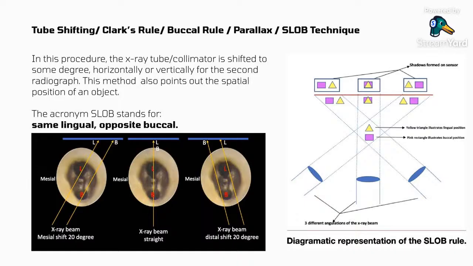Similarly, with the mesial shift, when the collimator is shifted mesially, you will observe that the yellow object is now mesially placed and the pink object is now placed distally. This means that the yellow is placed lingually and the pink is placed buccally. Okay, you can look at the picture that I have positioned below.